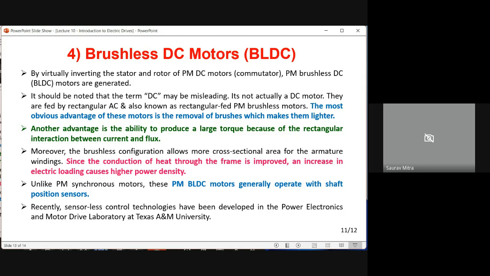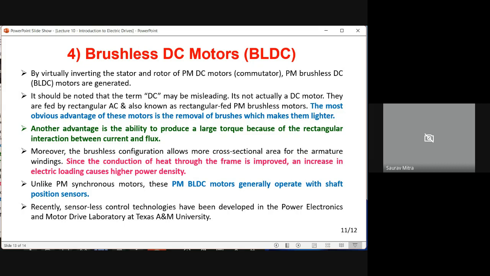Moreover, the brushless configuration allows more cross-sectional area for the armature winding, since the conduction of heat through the frame is improved. An increase in electric loading causes higher power density. How is it happening? Don't need to remember, just mention that a brushless DC motor has higher power density. It is safer. There is a better cross-sectional area for the armature winding. All those things you can say.